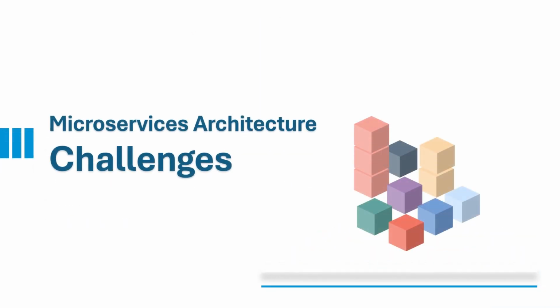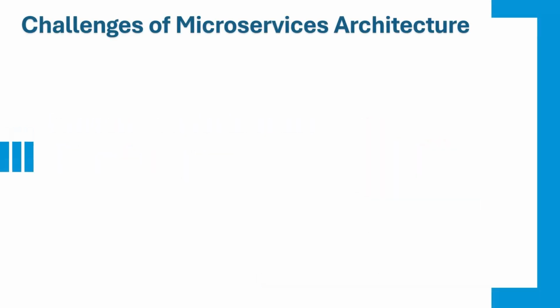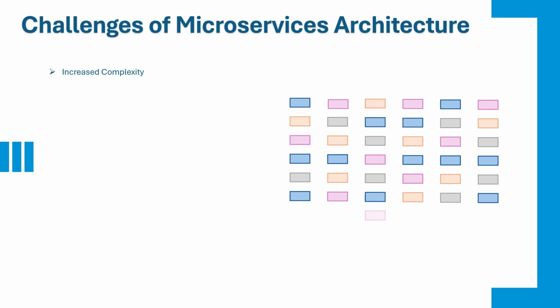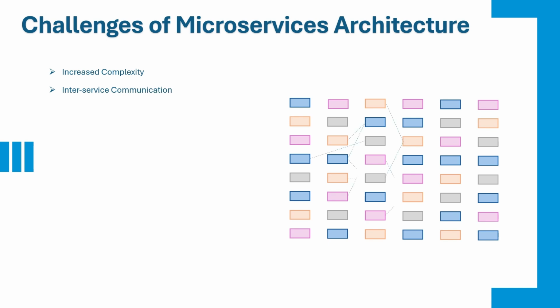While microservices architecture offers many benefits, it also comes with its own set of challenges. Managing multiple services increases the overall complexity of the system. Each service requires its own infrastructure, deployment, and monitoring setup, which can become cumbersome. Managing inter-service communication, including message formats, protocols, and error handling, requires careful planning and implementation.